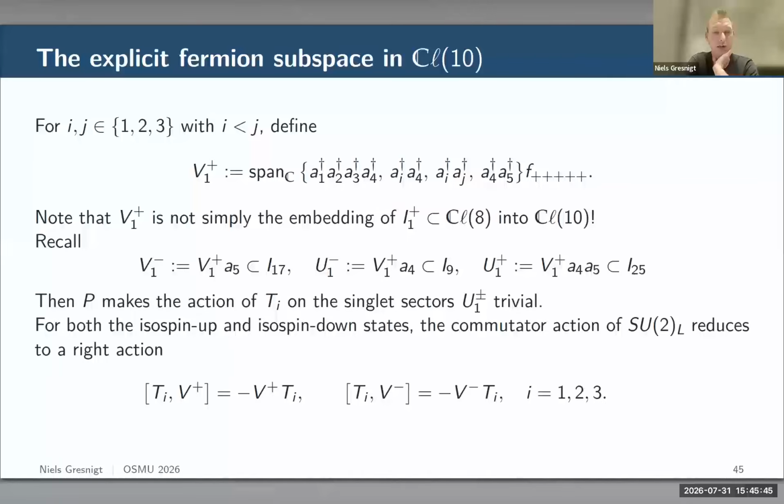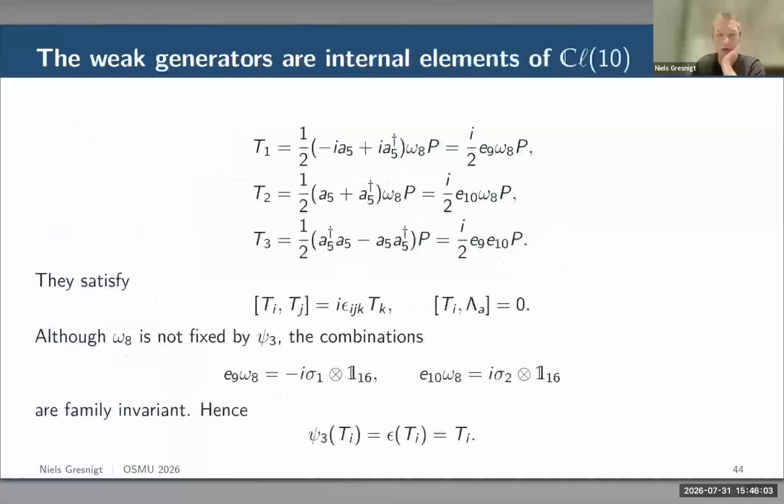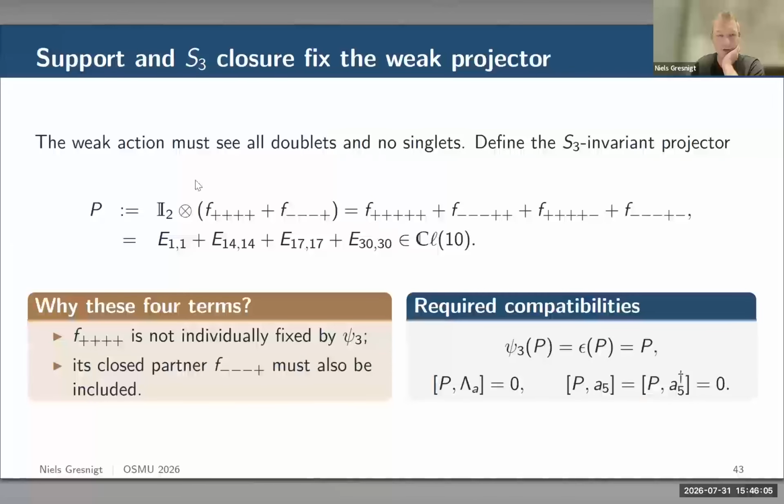Now, it's worth noting that this is not simply the embedding of the semi-spinor that we used in CL8. If you try to embed the semi-spinor I1 plus that we used in CL8 directly into CL10, then the construction does not work. And the reason it does not work is because of this projector. Then the commutator with SU2 does not reduce to a one-sided action.